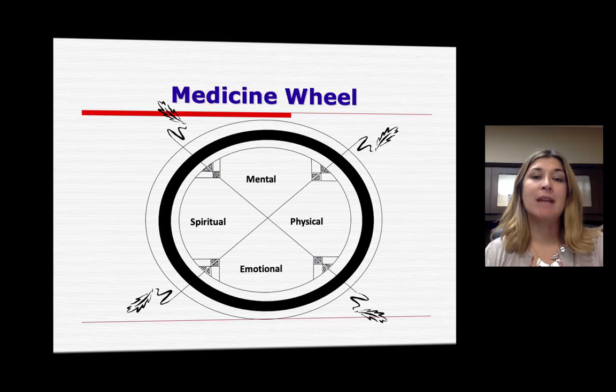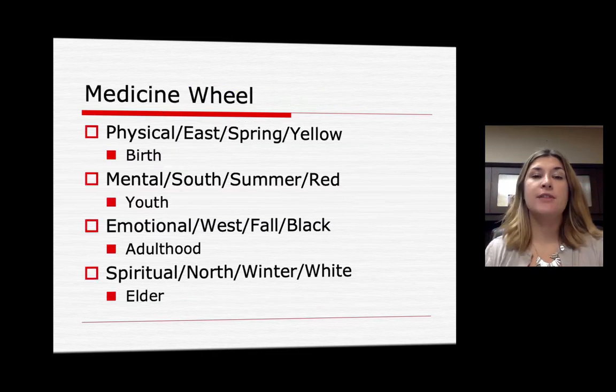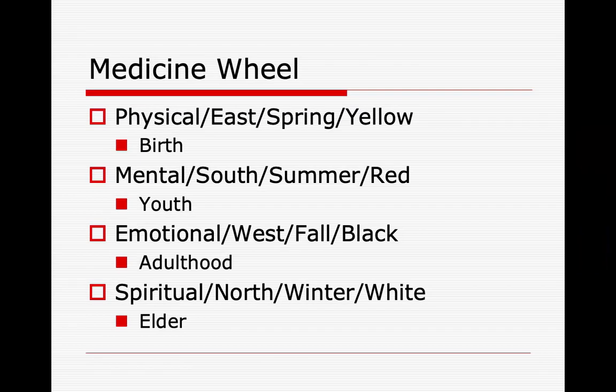The idea is to remain balanced in the middle of the wheel while developing equal parts of physical, mental, emotional, and spiritual aspects of one's personality. Different groups or tribes attributed different gifts to the positions of this wheel. The physical part of the wheel, represented by east, spring, and yellow, is usually represented at birth. The mental is represented by south, summer, and the color red, and it usually means youth. Emotional is represented by the west, fall, and the color black, and this is usually during adulthood. And spiritual is represented by north, winter, and the color white, and can usually be found in elders.